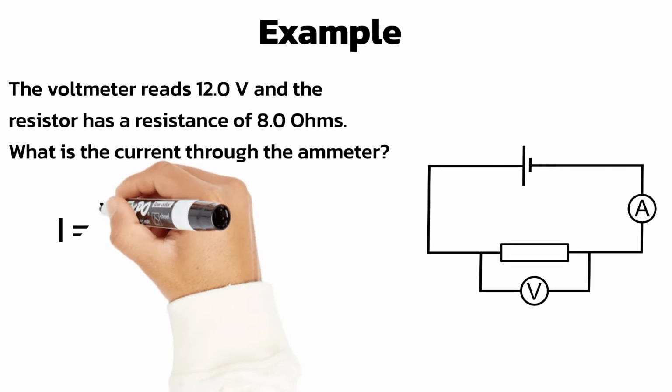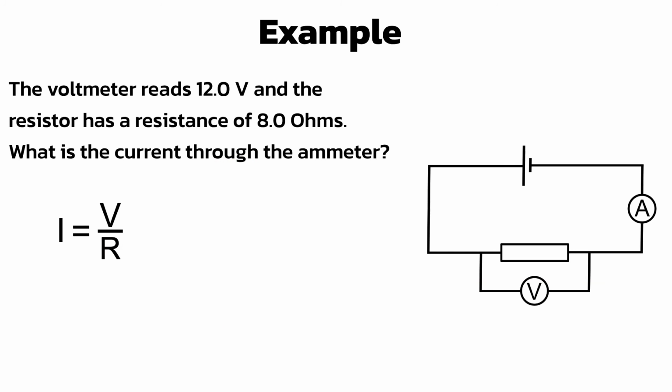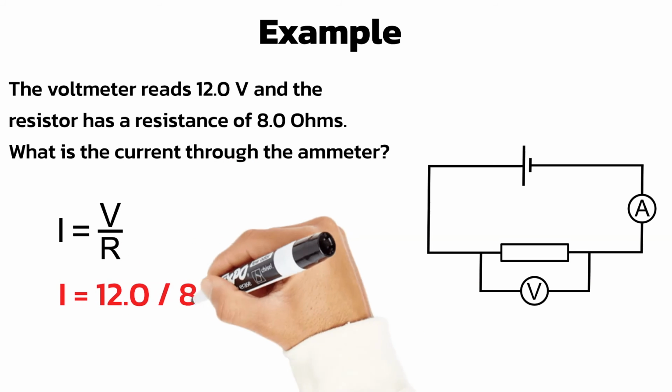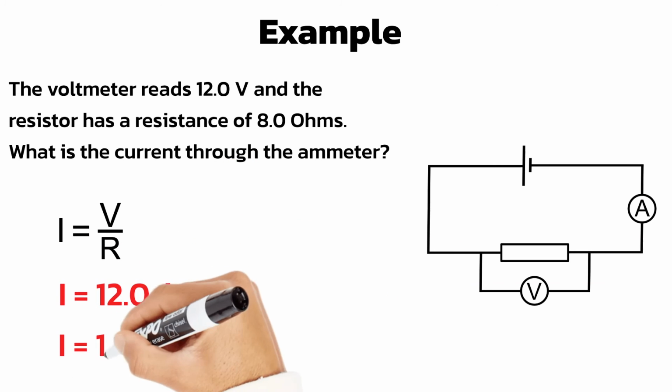The formula for current is I equals V divided by R. I equals 12 volts divided by 8 ohms, which gives a current of 1.5 amperes.